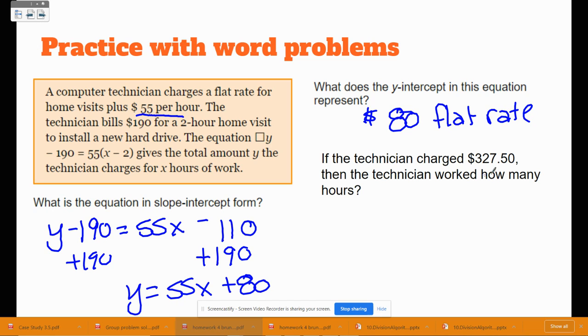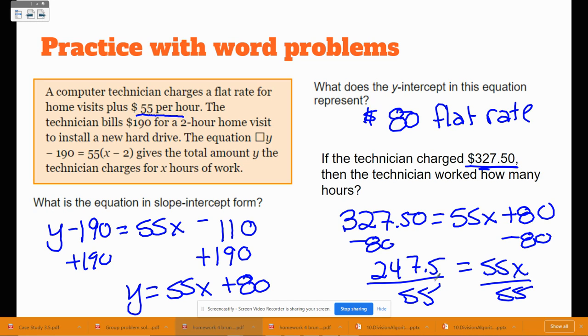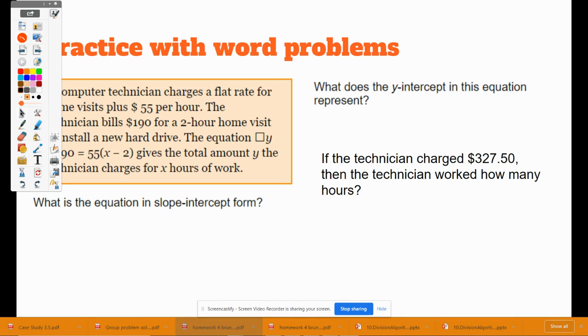If the technician charges $327.50, how many hours would they work? Well, now we're just going to use our equation. This is the total. So that's $327.50 equals that rate we just figured out, 55x plus 80. So subtract the flat rate from the cost because that will tell us how many hours they worked. $247.50 is how much they got paid for the hours. 55x divided by 55. You get 4.5 hours. Okay, so that's a little initial condition problem for you to look at, that they started with point-slope.